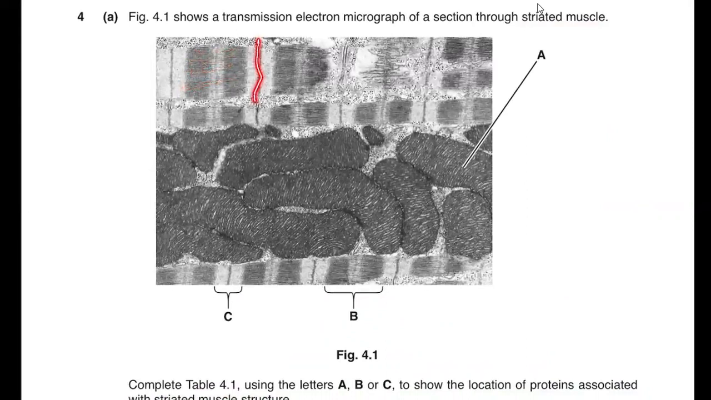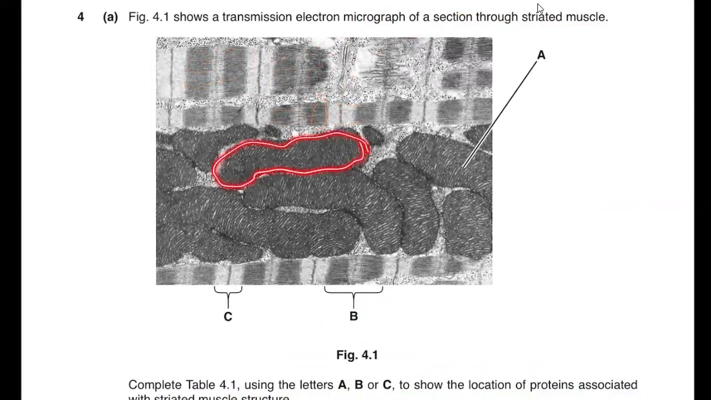We can see this is the Z line, and this region in the center is the M line. This is the Z line. This entire distance between two consecutive Z lines is the sarcomere, as we can recall. And we know that these are thick filaments and these are thin filaments. And these are the regions of overlap of thick and thin filaments.